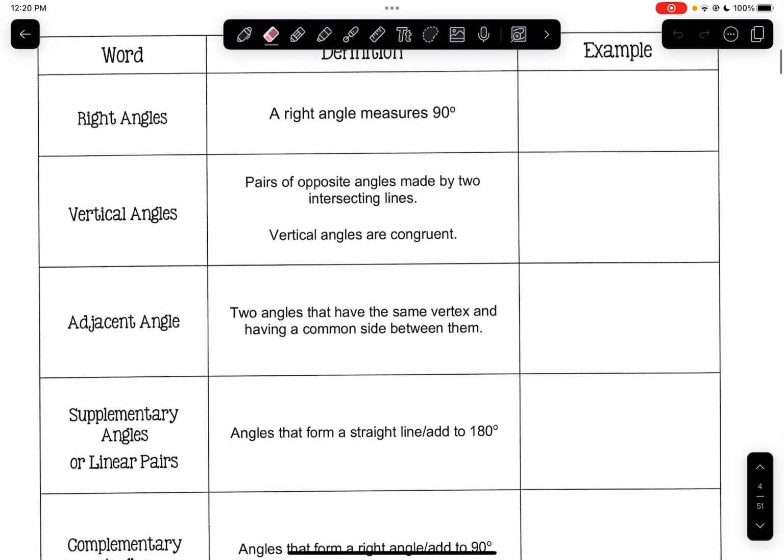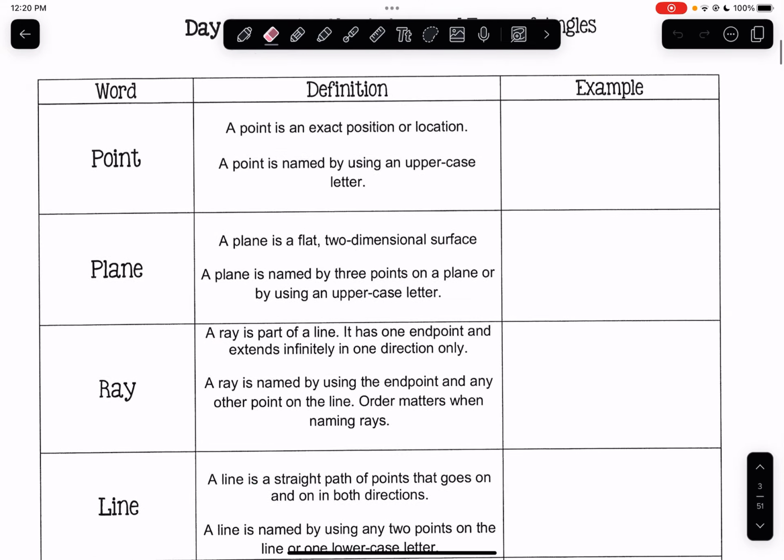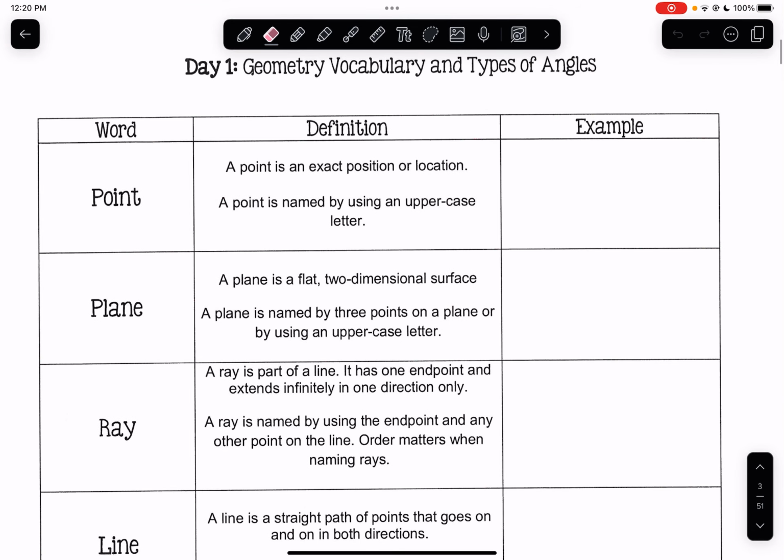So to start this unit, let's look at some vocabulary that we need to know. On page 2, we start with some very basic definitions. A point is a point in space that we name with an uppercase letter.